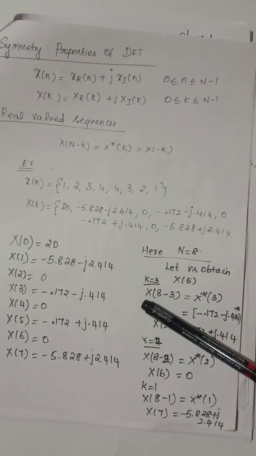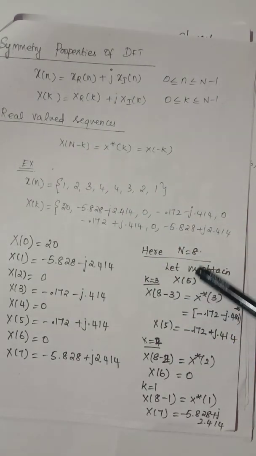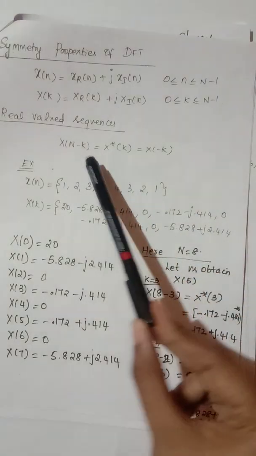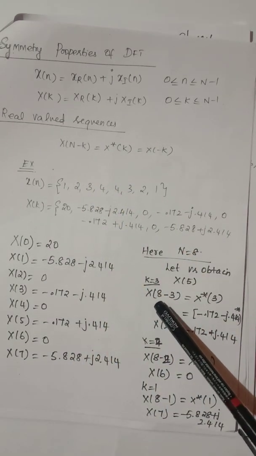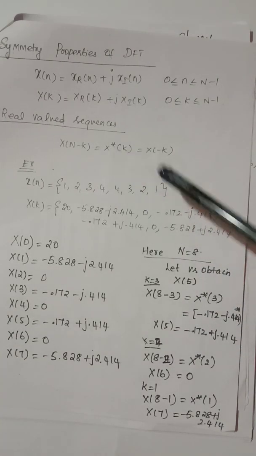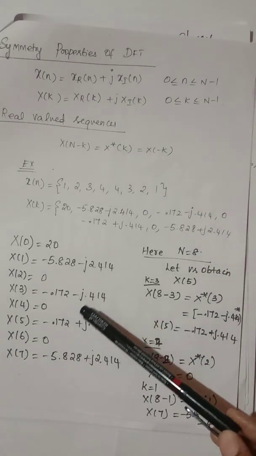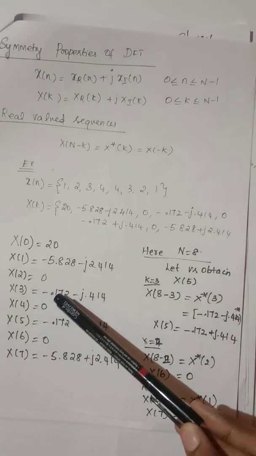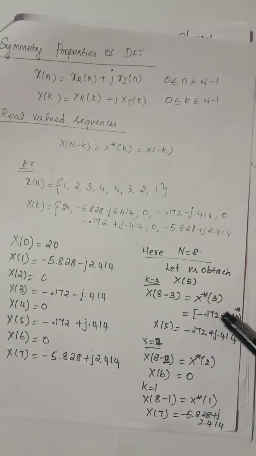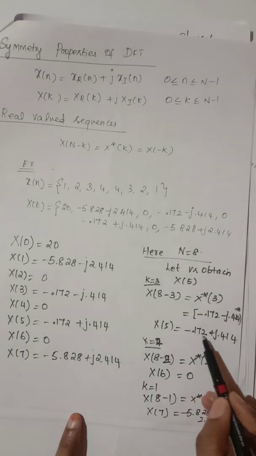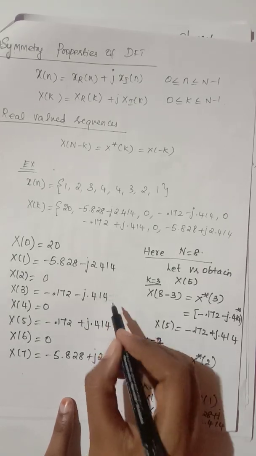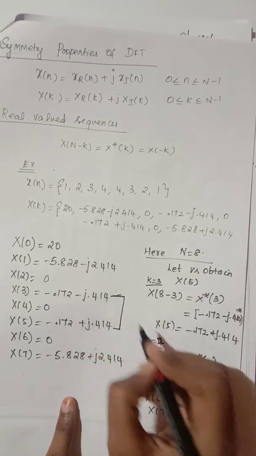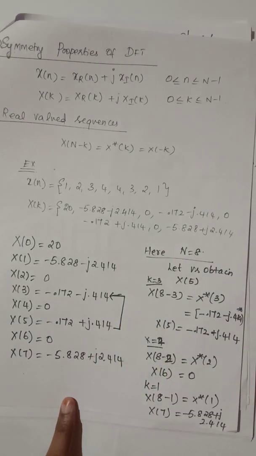Consider this formula. Here n is 8, right? Now I want to obtain x of 5. We know that n is 8. If I want to obtain 5 here, I have to consider k as 3. So x of 8 minus 3 is equal to x conjugate of 3. What is x of 3? Already we know that it is minus 0.172 minus j 0.414. Now when you take the complex conjugate, it will become minus 0.172 plus j 0.414. So x of 5 is the complex conjugate of x of 3.